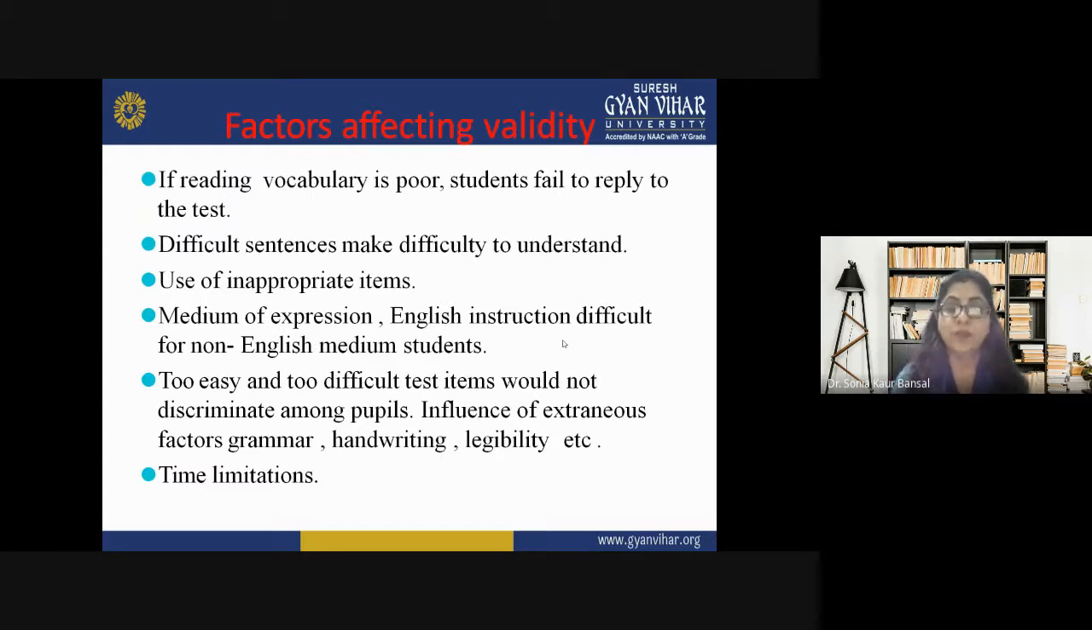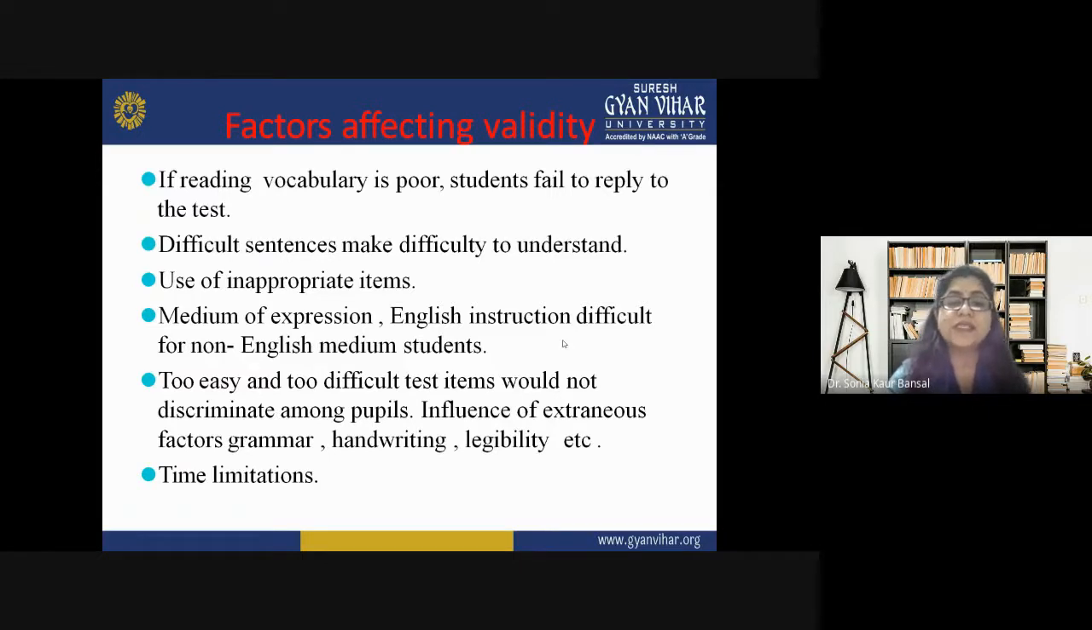Then next, more important, medium of expression. English instruction is difficult for non-English medium students. So there is some language problem in India. We study the English language as a foreign language in Indian classrooms, and everybody is not very comfortable with the English language, or maybe it is vice versa in the Hindi language. So sometimes it becomes a little difficult, so it may also affect the validity.